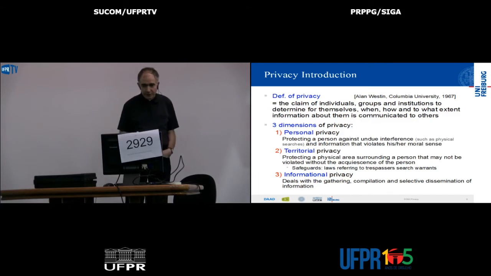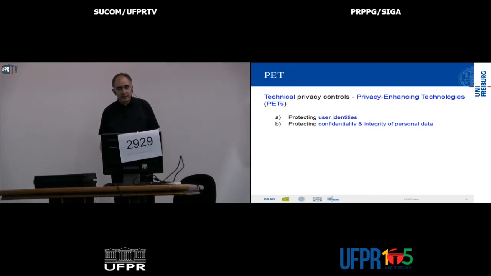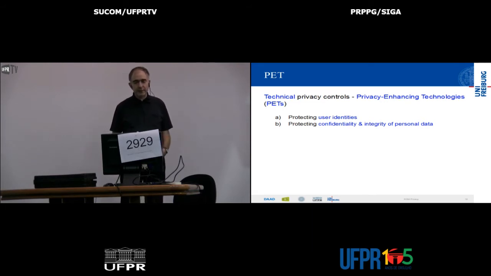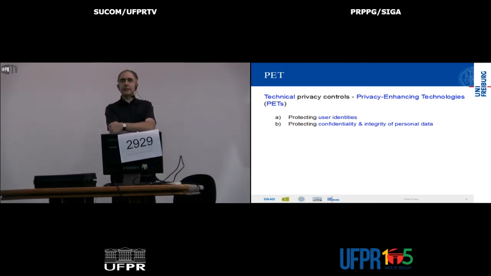But informational privacy, that's what we in computing should be worrying about. The privacy enhancing technologies could be protecting user identities and protecting confidentiality. One thing that can be done: maybe shouldn't the state help us by giving us several identities? Shopping with Amazon, use a different name, given to you by the state. So in case of fraud, the state can find the way back.